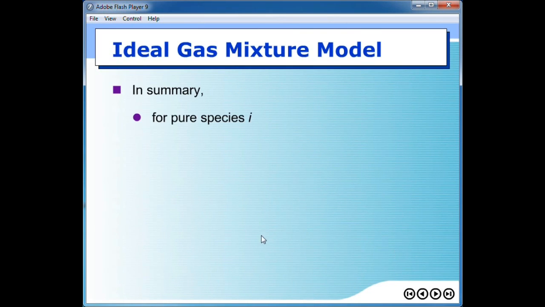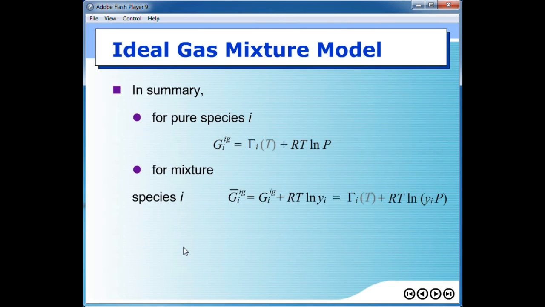So, in summary, for pure species I can write the free energy like so. It depends on temperature and pressure. Note that this one will be constant at a given temperature. For the mixture, we consider species i in the mixture. I can use this equation. You can write it down based on the pure species free energy, or you can write it down using this one, plug it in here, and you get another equation. So now this term will be the partial pressure.